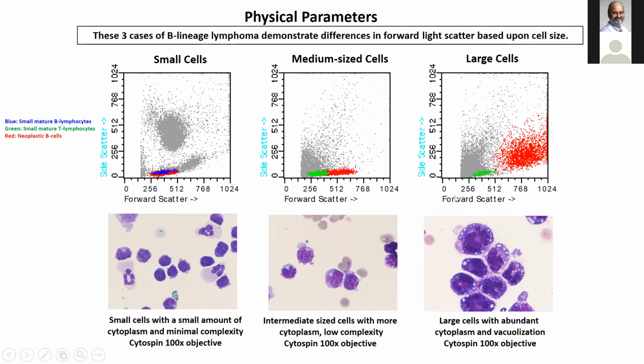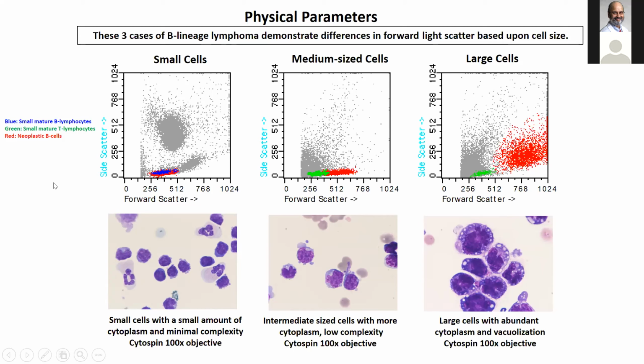And if you look over here on the forward light scatter axis, the red population represents these cells, and they have very high forward light scatter. So that's how, using forward light scatter, we can get an idea about what kind of cell population we might be dealing with based on the cell size.